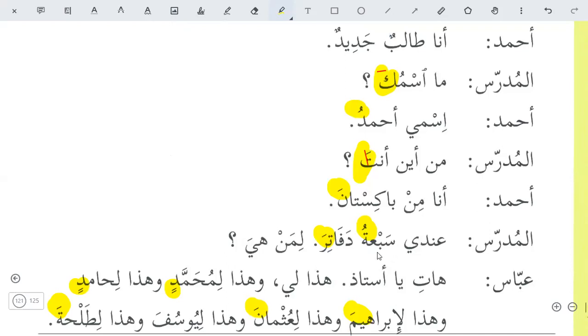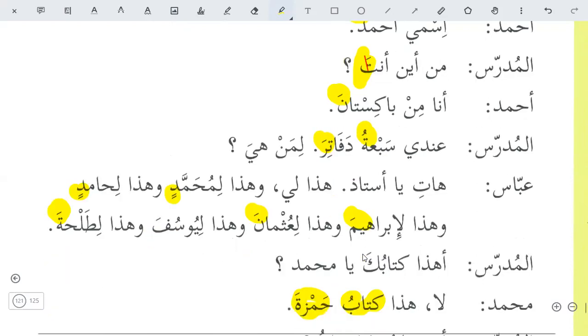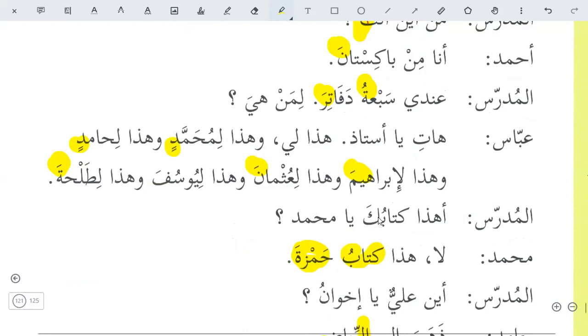In the bag, I have 7 notebooks. For who are they? These belong to who? Bring it, O ustaz.